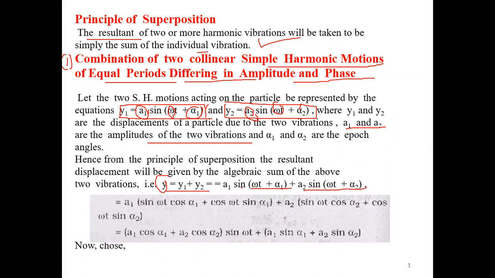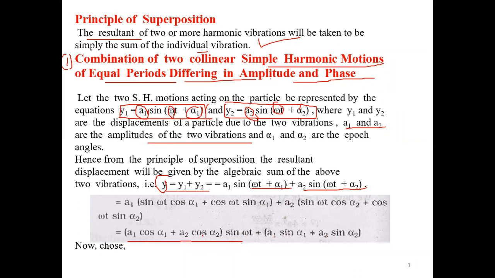So you know the sine (a plus b) formula. This is a1 into sine omega t cos alpha 1 plus cos omega t sine alpha 1, and a2 multiplied by sine omega t cos alpha 2 plus cos omega t sine alpha 2. And then you just rearrange this, taking sine omega t common. So it will be a1 cos alpha 1 plus a2 cos alpha 2, and here cos omega t times a1 sine alpha 1 plus a2 sine alpha 2.